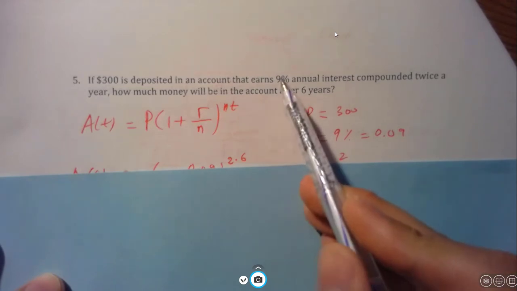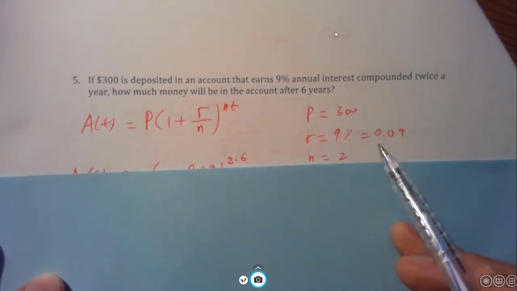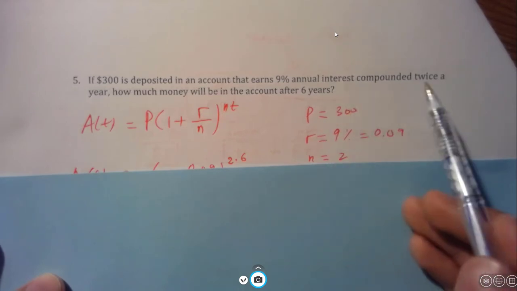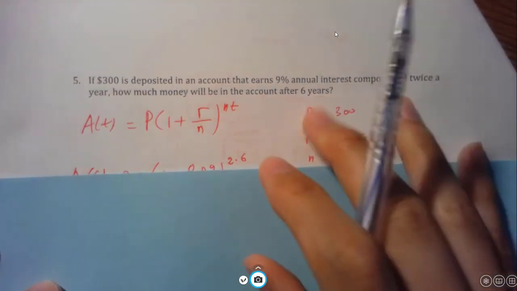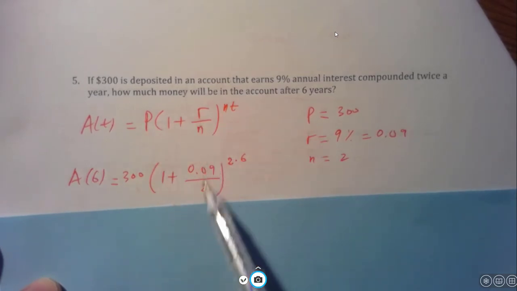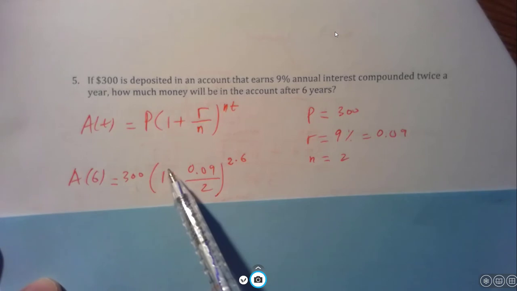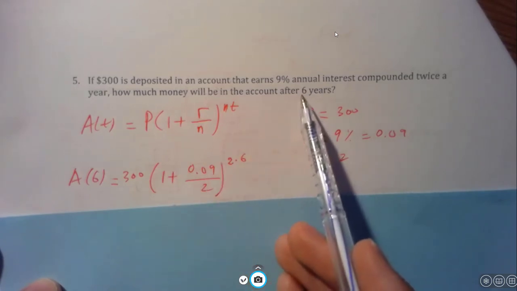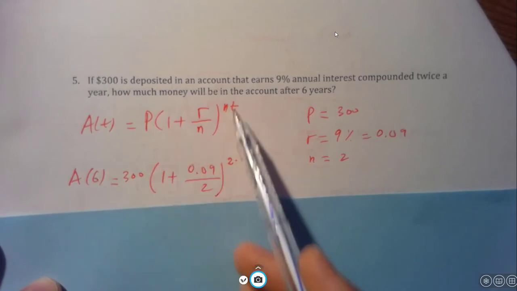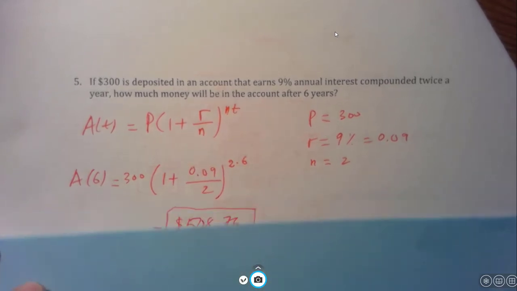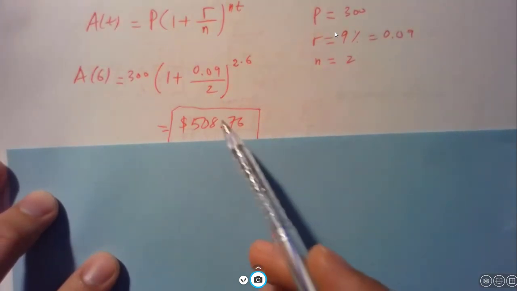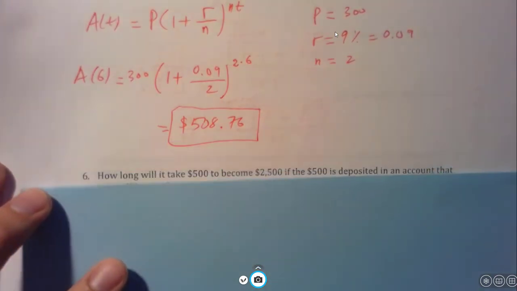r is the rate, 9%. In decimal form, that should be 0.09. We are compounding twice a year, so n equals 2. So we plug in everything, P, r, n, and we are looking for the amount of money in 6 years. So t should be 6. Anywhere you see t, that becomes 6. And then just make the calculations here. It should be 508.76.